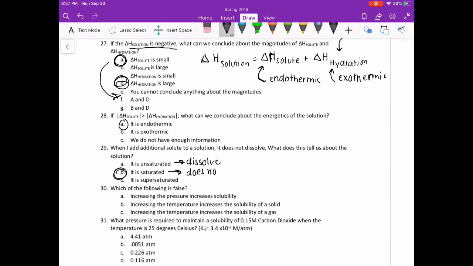So, if the question had said, like, if I add solute and I notice crystals forming on the bottom, that's when I know it's going to be supersaturated, right? So the book has good examples of that.